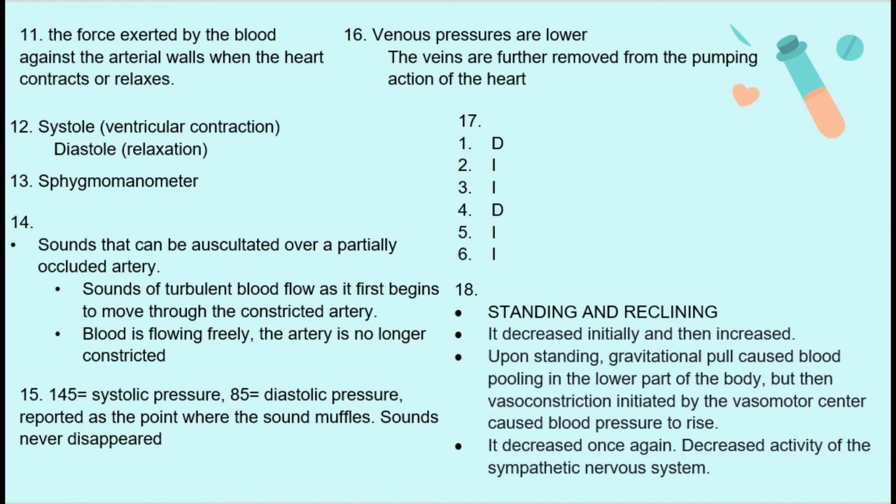Number 17. What effect do the following have on blood pressure? Indicate increase by I and decrease by D. Number 1. Increase diameter of the arterioles. Answer is D. Number 2. Increase blood viscosity. Answer is I. Number 3. Increase cardiac output. Answer is I. Number 4. Hemorrhage. Answer is D. Number 5. Arteriosclerosis. Answer is I. 6. Increase pulse rate. Answer is I.